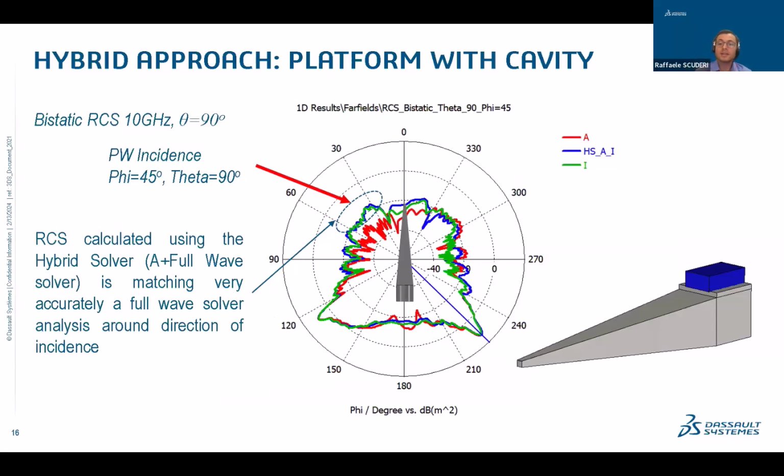In this particular model, we are using the integral solver to get the scattering from the cavity, while for the platform itself, which looks like the nose of an aircraft, we are using the asymptotic solver. And in this polar plot, you can immediately see the importance of actually using the hybrid approach, because clearly, in the red curve, the asymptotic solver alone is not able to capture with good accuracy the scattering from the cavity, which is something that we can do with the integral solver, and we compensate the contribution of the cavity using the hybrid approach.